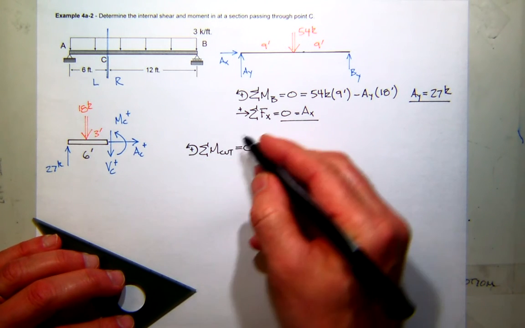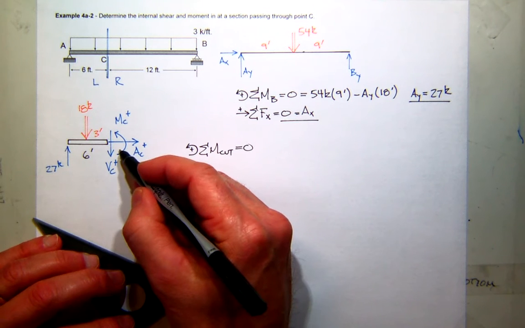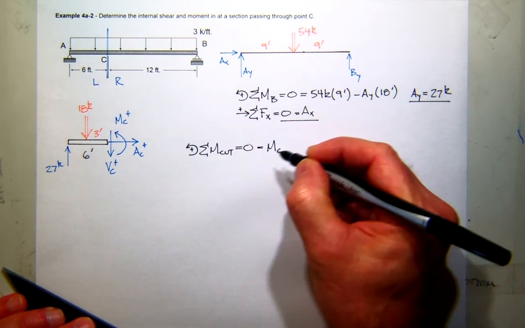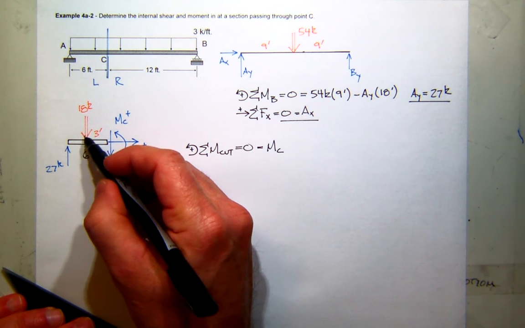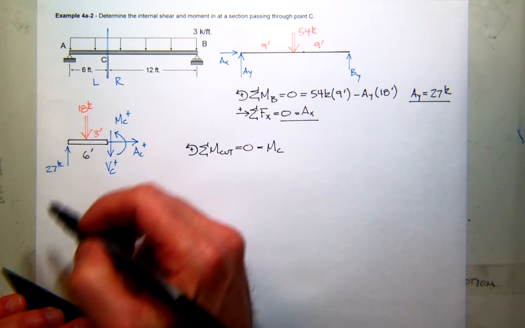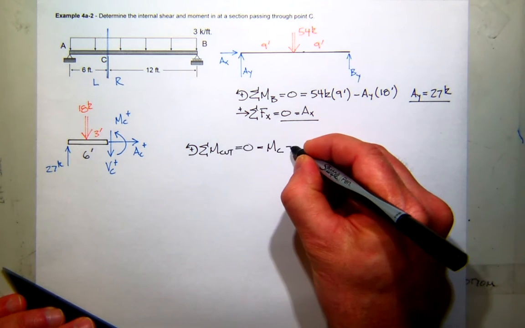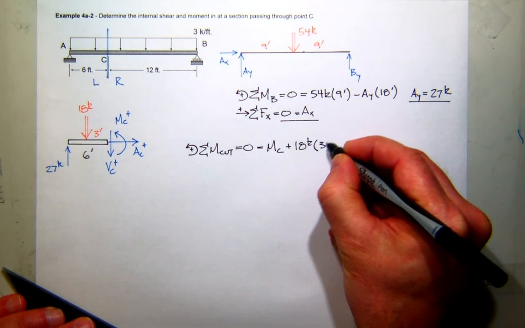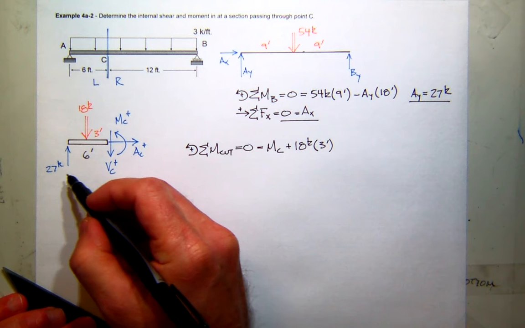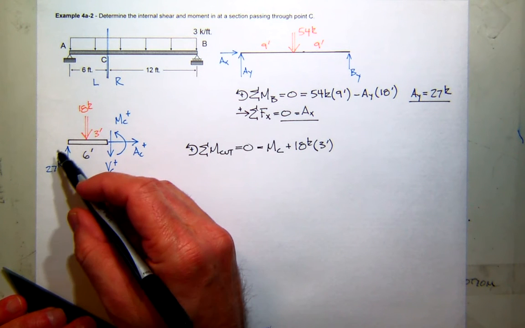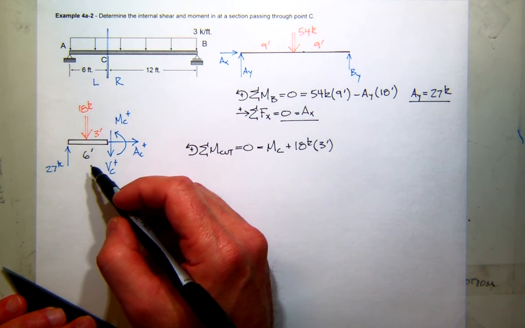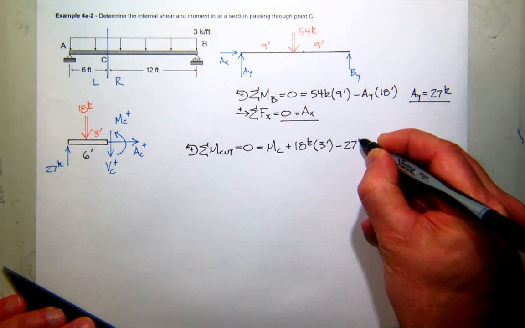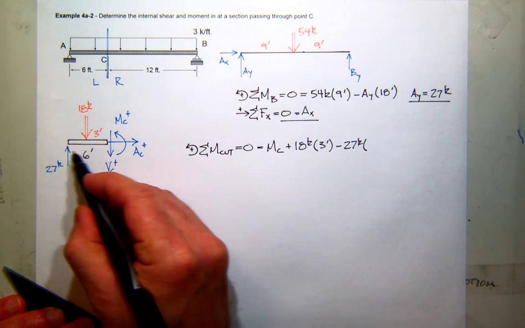With right-hand rule as my sign convention, my internal moment is positive or negative? Positive. About C, this 18 kip equivalent force creates positive or negative moment? Positive. So the force is 18 kips, and what's the moment arm? 3 feet. And then I have the moment created by the reaction 27. About point C, what kind of moment is that? Negative. So I'll have a force of 27 kips and a moment arm of 6 feet.